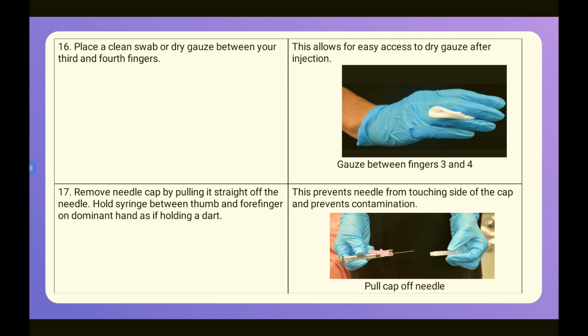Number 17. Remove the needle cap by pulling it straight off the needle. Hold the syringe between the thumb and the forefinger of the dominant hand as if holding a dart. This prevents the needle from touching the side of the cap and prevents contamination of the needle. As you see in the next image, we pull the cap off the needle.